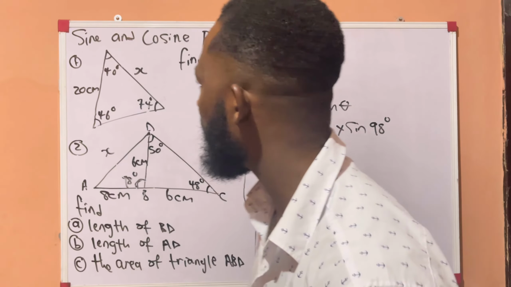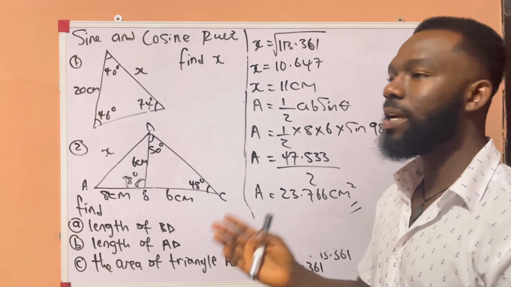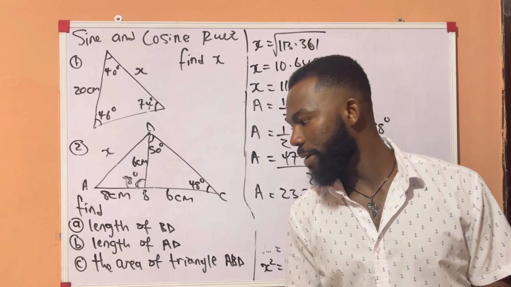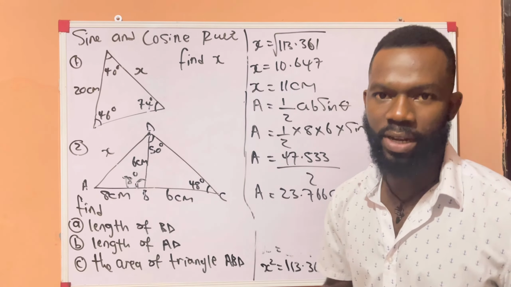So you see how we have been able to solve these two questions, applying the sine rule, applying the cosine rule, and of course applying the area of a triangle given two sides and an included angle.